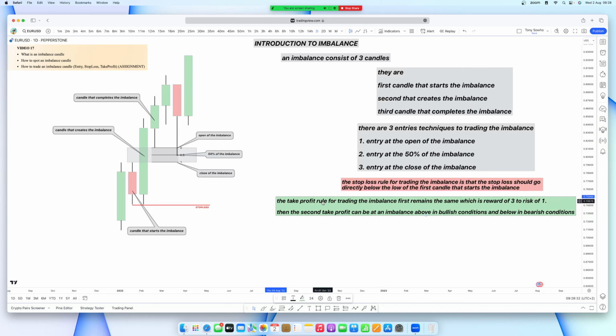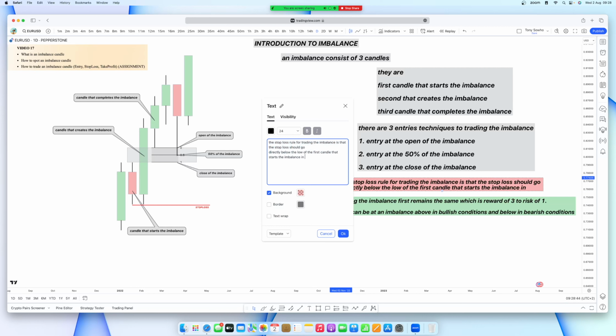So the stop loss, let's start again from the stop loss. The stop loss rule for trading an imbalance is that the stop loss should go directly below the low of the first candle that starts the imbalance in a bullish condition, and directly above the first candle that starts the imbalance in a bearish condition. So we have bullish and then we have bearish.